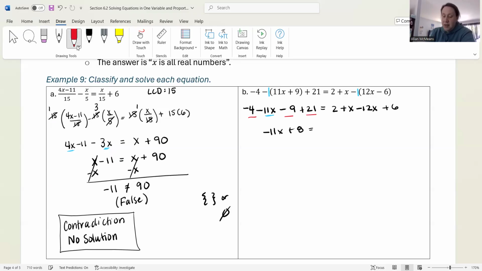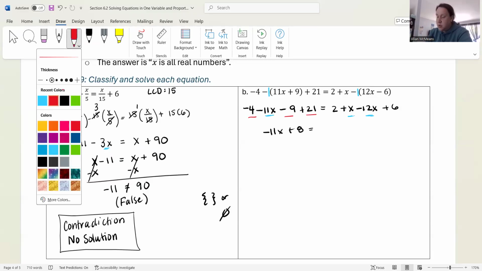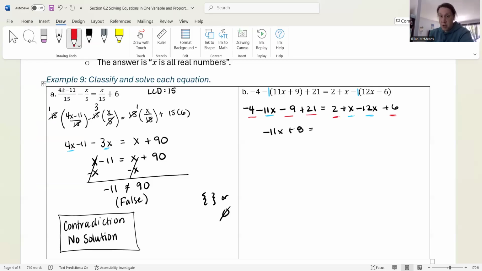And then on the right-hand side of the equation, we have 2 terms that contain variables. And then we have 2 terms that contain just constants, okay? So we want a single variable term and a single constant term. So let's start with the variables. I have 1x minus 12x. That's going to be negative 11x. And then I have 2 plus 6, which is 8.